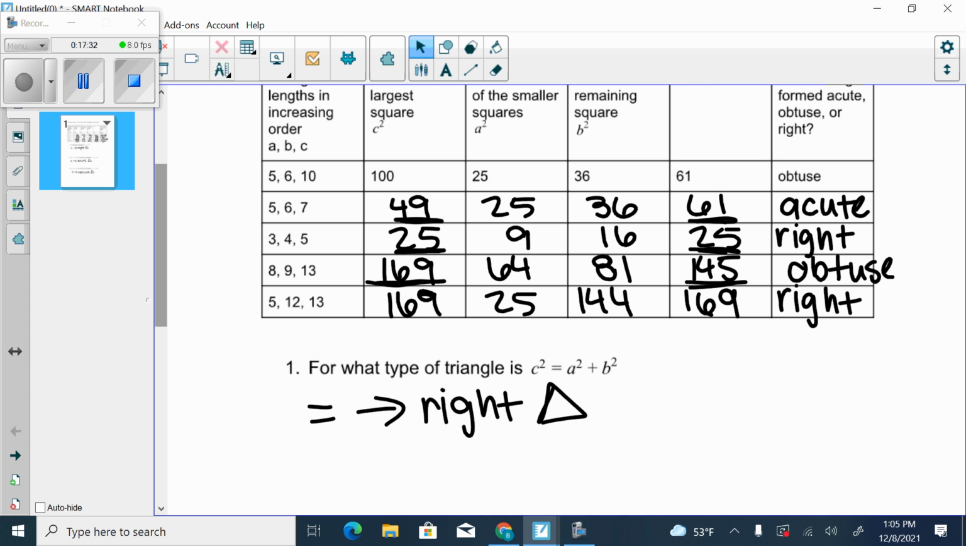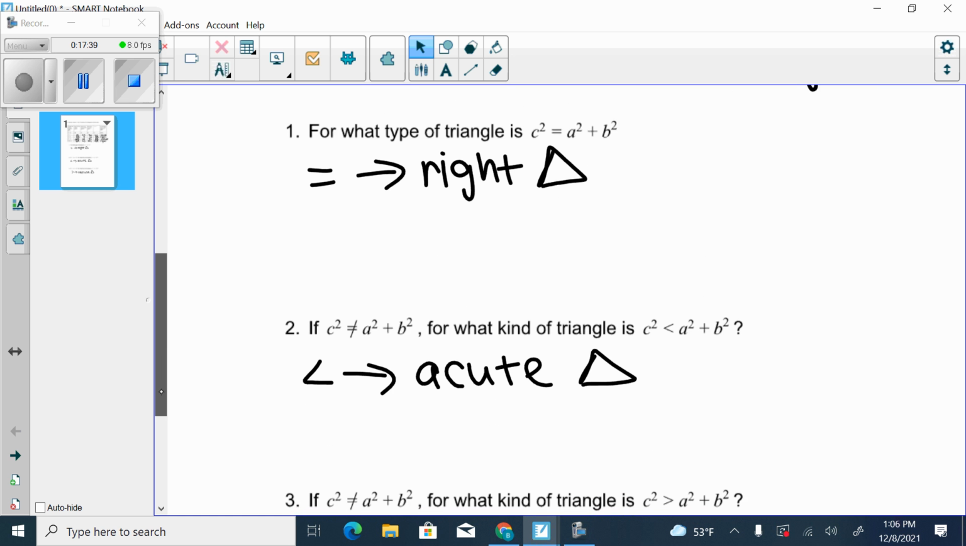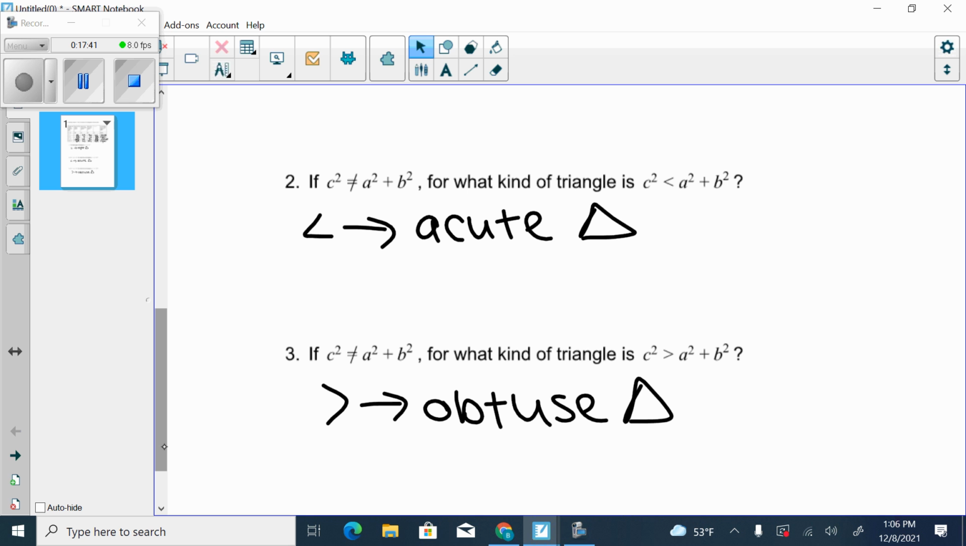So we can use this idea right here to determine what kind of a triangle we have. If it is equal, we have a right. If c is less than, it's acute. If c is greater than, it's obtuse. Okay.